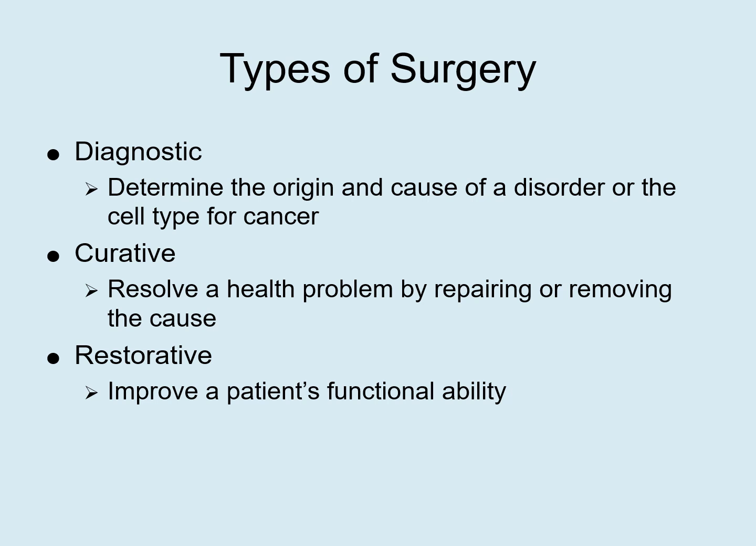Curative surgery is to resolve a health problem by repairing or removing the cause. Examples of that are a cholecystectomy, where we're going to remove the gallbladder, a mastectomy, where we're going to remove the breast that has cancer in it, and a hysterectomy, where we're going to remove the female reproductive organs so that we can hopefully cure whatever's going on. If it's a cancer or fibroids or if they're just having excessive bleeding for whatever reason, it's considered a curative surgery.